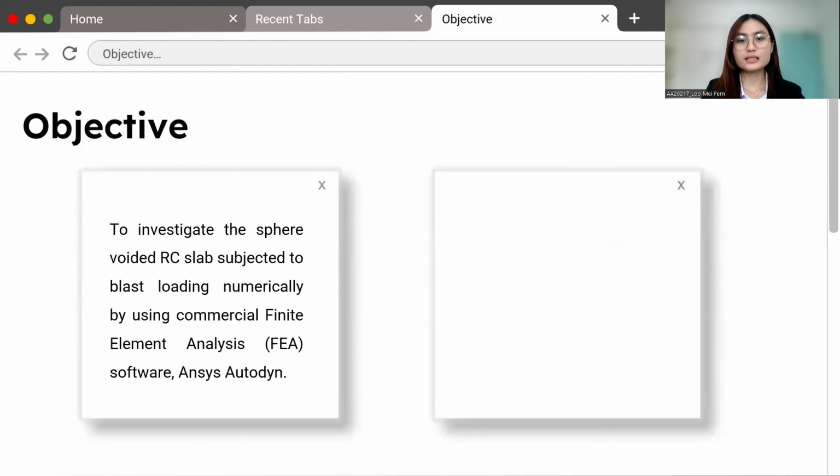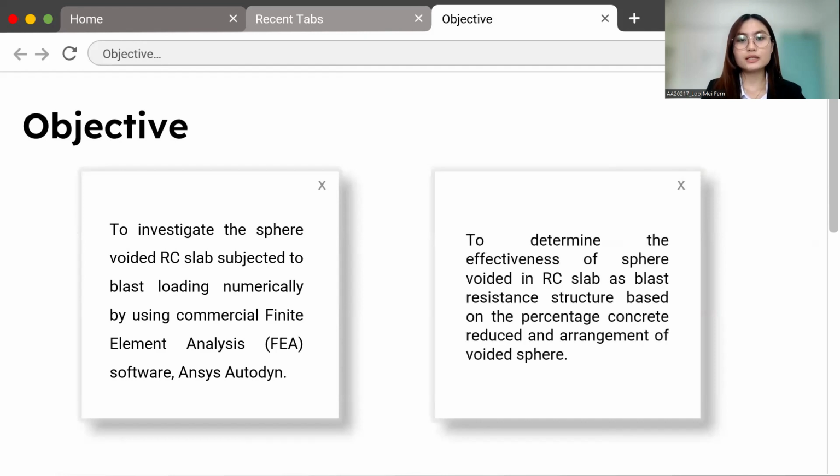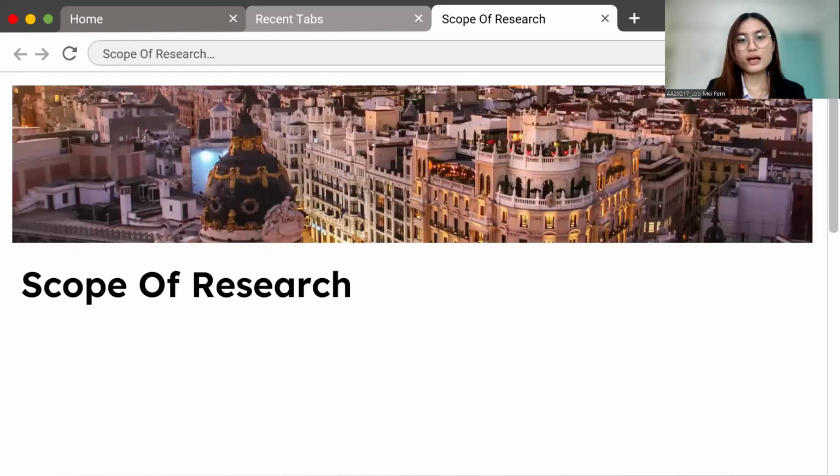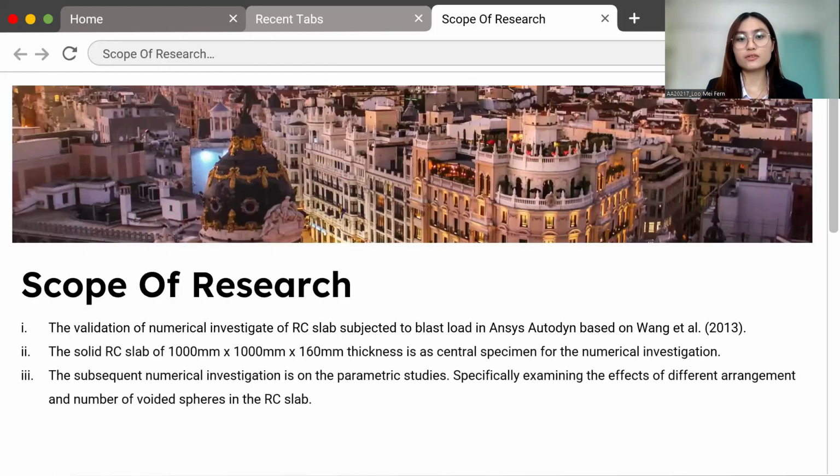The objective of this study is to investigate the sphere-voided RC slab subjected to blast load using ANSYS Autodyn, and to determine the effectiveness of sphere-voided in RC slab as blast-resistant structure based on the percentage of concrete reduced and arrangements of voided spheres. The scope of research includes the validation of numerical investigation in ANSYS Autodyn based on 1-2030, a solid RC slab as control specimen. Subsequent parametric study will explore the impact of different arrangements and numbers of voided spheres in the RC slab.